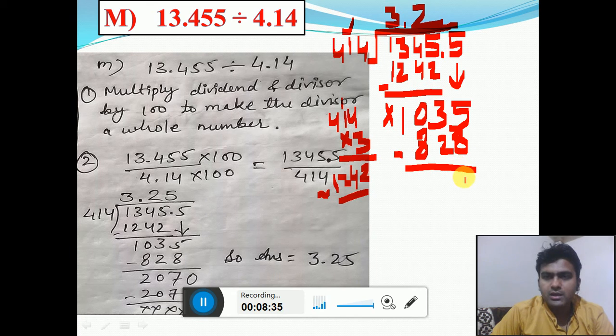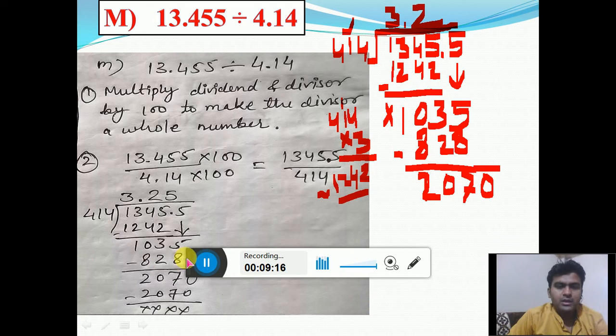Now subtract. This number will become 15. 15 minus 8 is 7. Now this number will become 2, from 3 it will become 2. 2 minus 2 is 0, and this 0 will become 10, and 1 is given to the next one, so it will become 9. 9 minus 8 equals 1. Sorry, this number will become 10, and 10 minus 8 equals 2, so we get 207. Now we are having the decimal point, so we can put the 0 here.